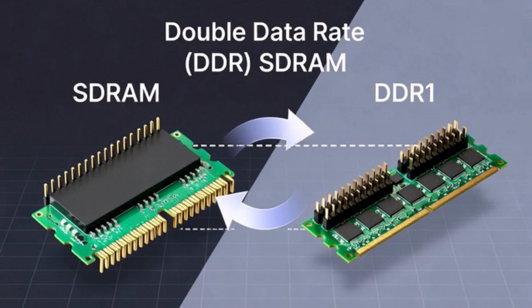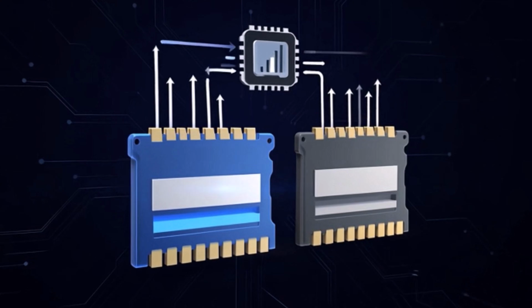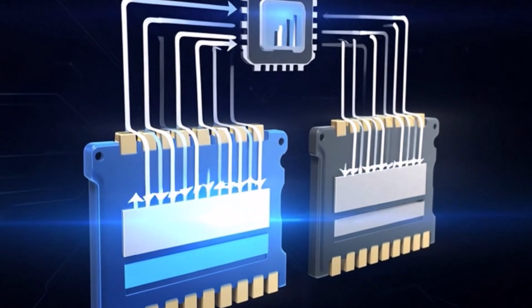DDR1 was a major improvement over SDRAM, but as CPUs became faster, DDR1 could not supply data quickly enough. That led to the next generation, DDR2, improving bandwidth and efficiency.